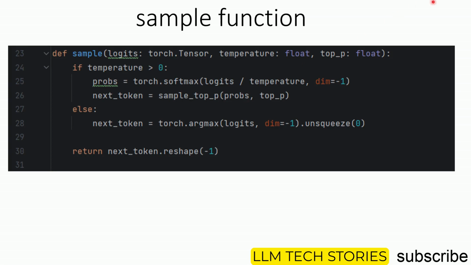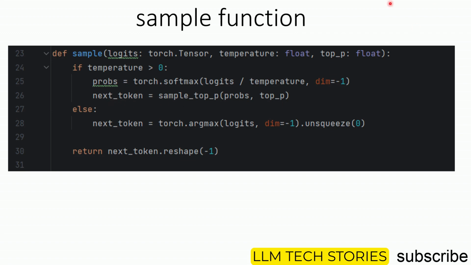Now let's look at the next line. Here we have the invocation of the sample top P function, wherein the probability distribution is passed, and the top P value, which is the input, is also passed as an argument. Basically, the sample top P function samples the token according to the top P sampling strategy. That is assigned to the next token. The sampled token is assigned to this particular variable, next token.